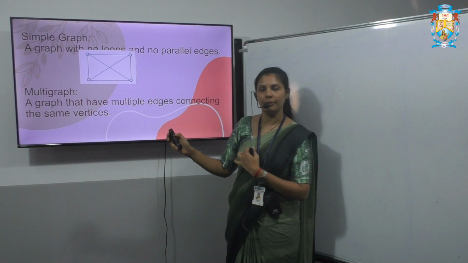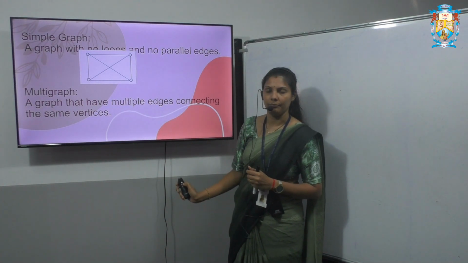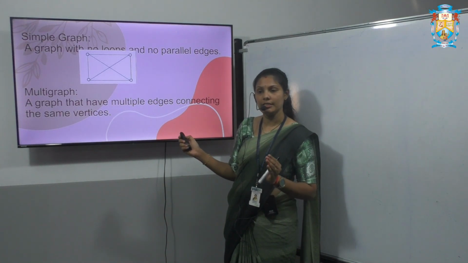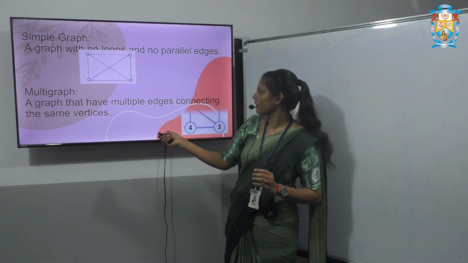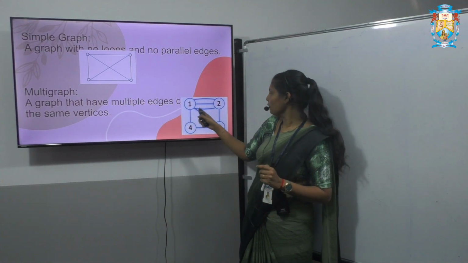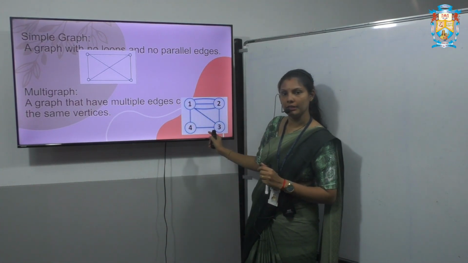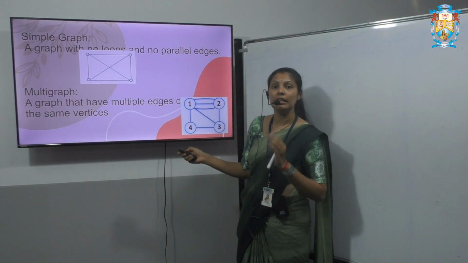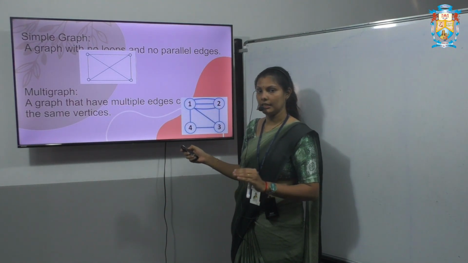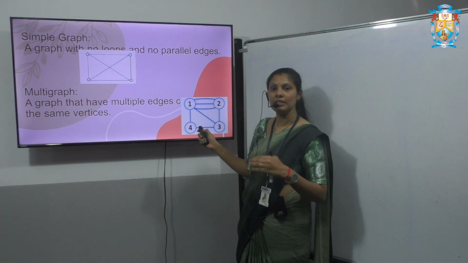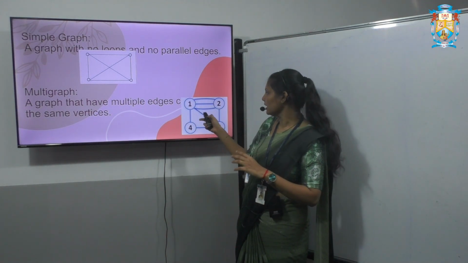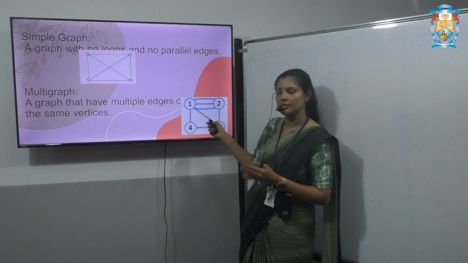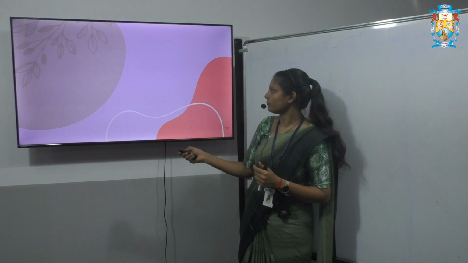Next is a multiple graph, or multi-graph. A multi-graph is nothing but a graph that has multiple edges connecting the vertices. You can observe here the graph. There are a total of 4 vertices, 1, 2, 3, 4, where there are 3 edges. That means for the same vertices there are 3 edges, so multiple edges are present. That's why it is known as a multi-graph.